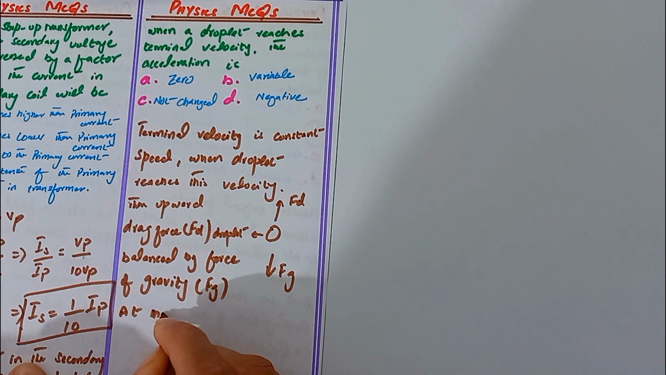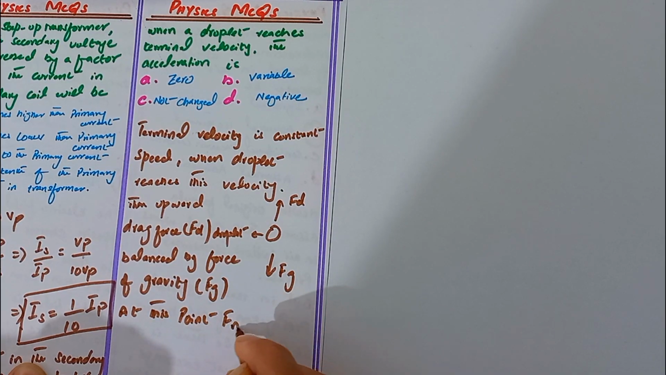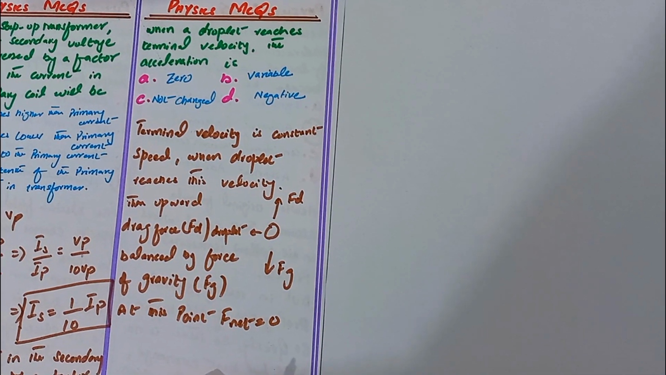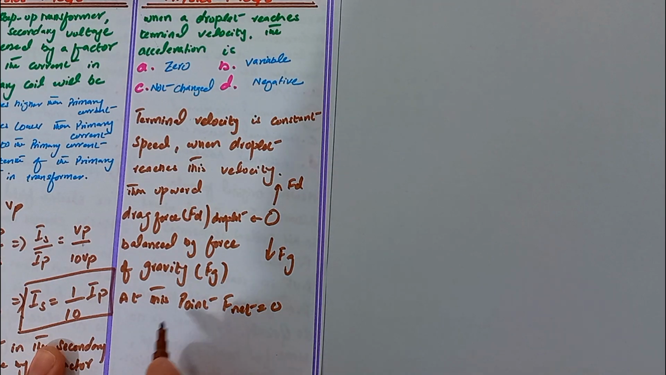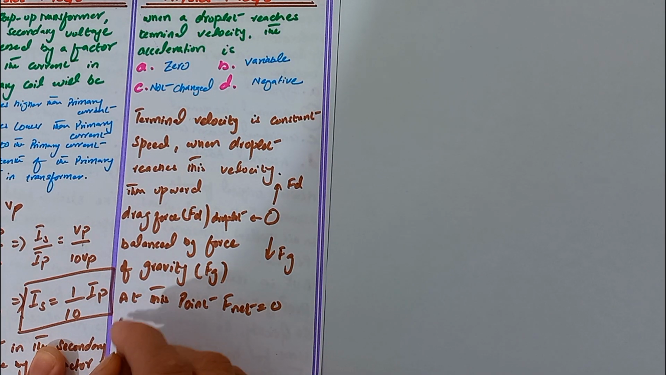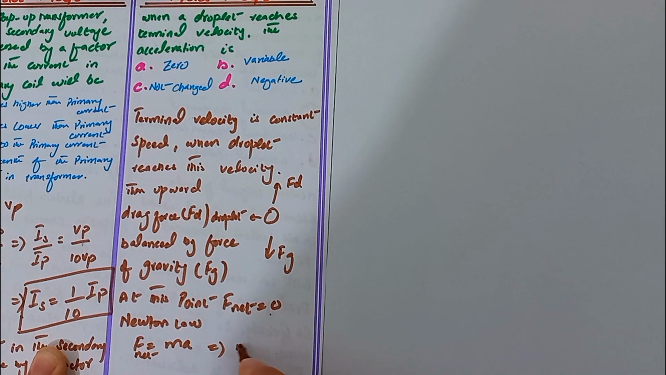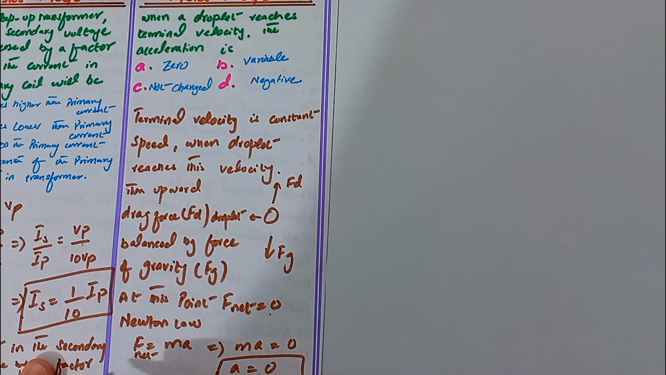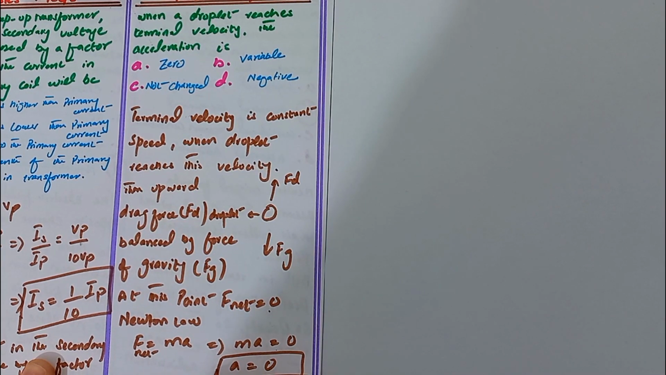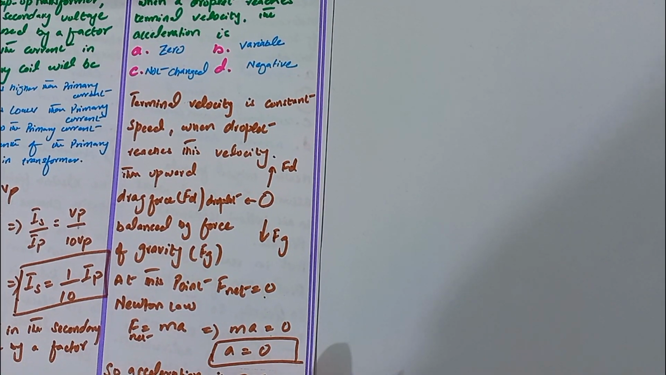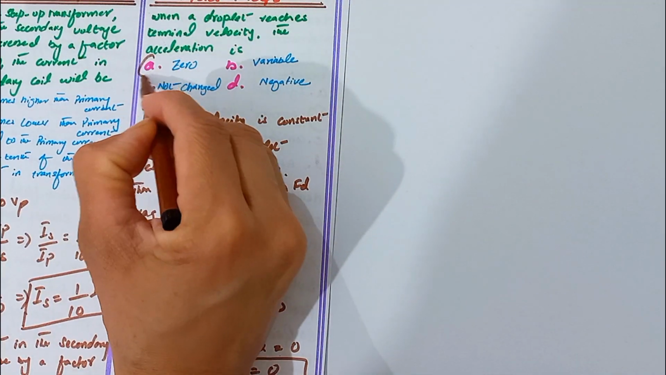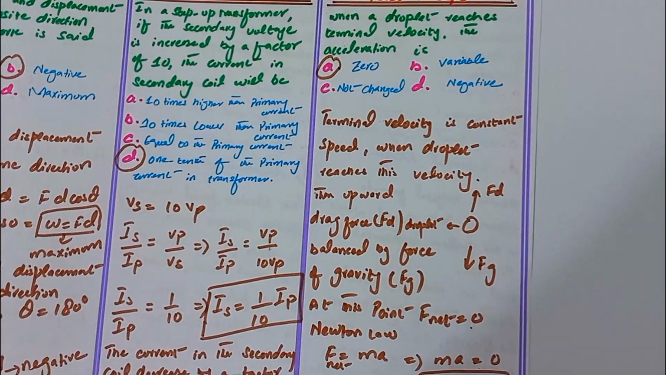So at this point net force is equal to 0. So when the net force is equal to 0, according to Newton's law, that is F is equal to ma, when net force is 0, so ma is equal to 0 and a is equal to 0. So acceleration is 0. So our correct option is option A. When the droplet reaches the terminal velocity, its acceleration is 0.